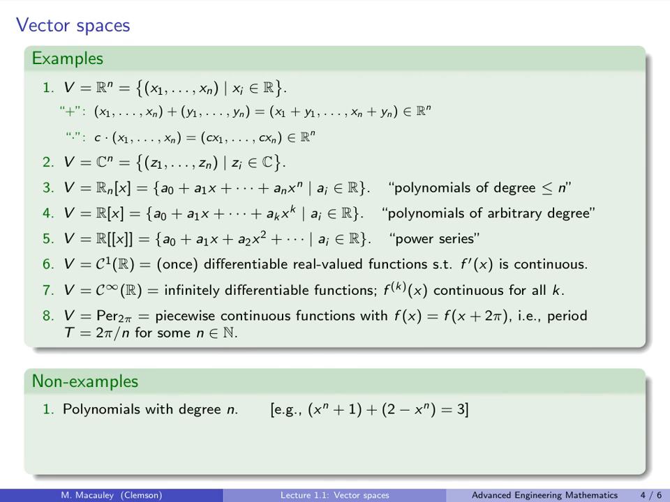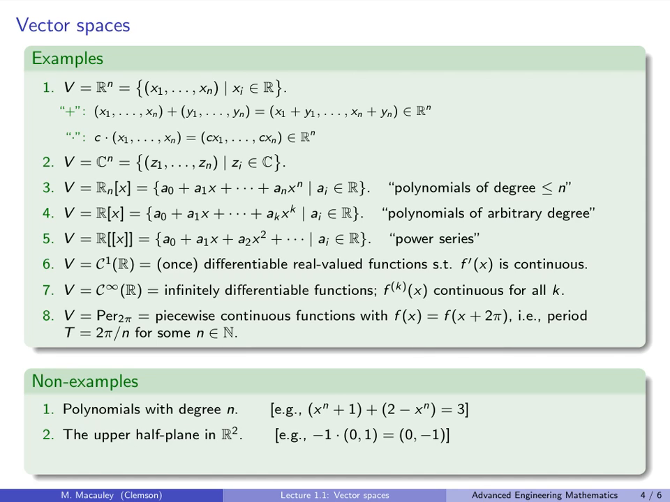To solidify the concept of a vector space, it helps to see some non-examples. The first one is if you look at the polynomials with degree exactly n. Those are not closed under addition, because here's two examples, x to the n plus 1 and 2 minus x to the n, where if you add them up, you get 3. This is a degree 0 polynomial. This also is not closed under scalar multiplication, because if you multiply a degree n polynomial by 0, you don't get a degree n polynomial.